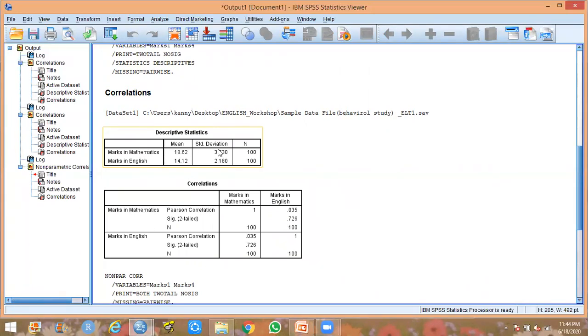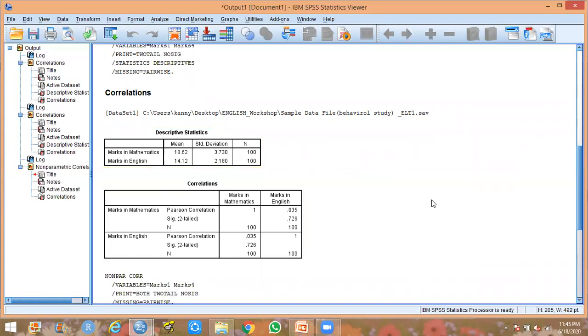The variation between marks in mathematics and marks in English is measured by using the standard deviation. The standard deviation for marks in mathematics is 3.73, and for marks in English it is 2.18. Now the variation in the marks in mathematics is more compared with English. Likewise, you give an analysis.